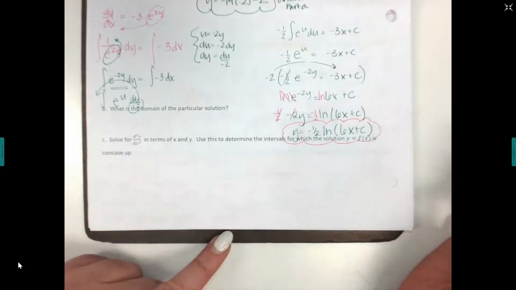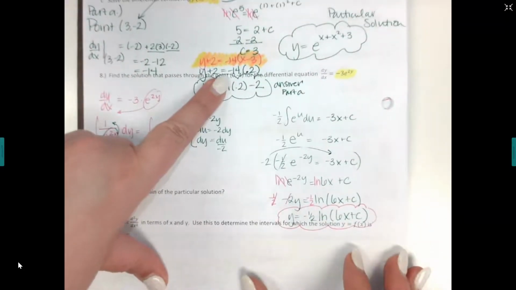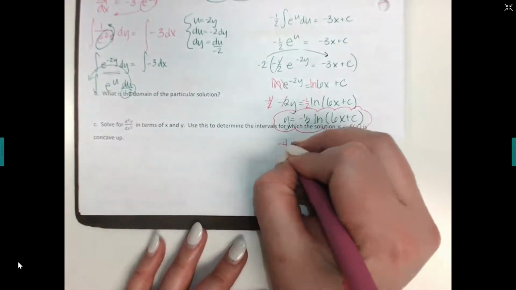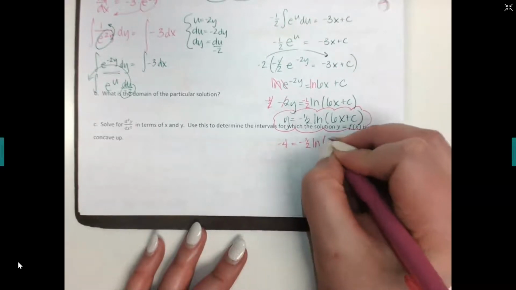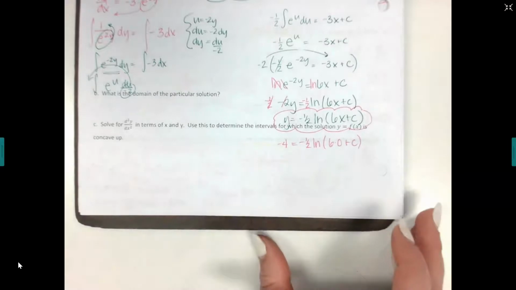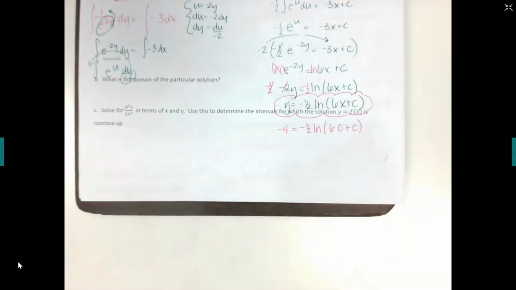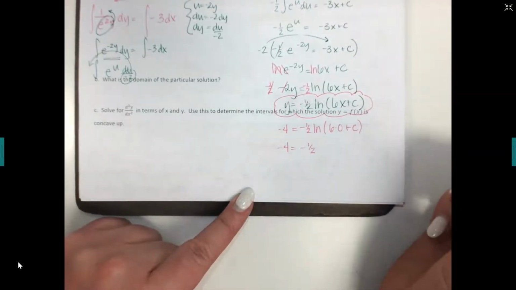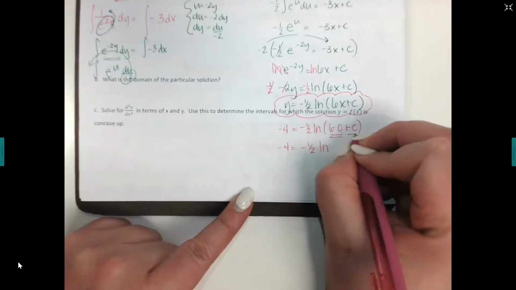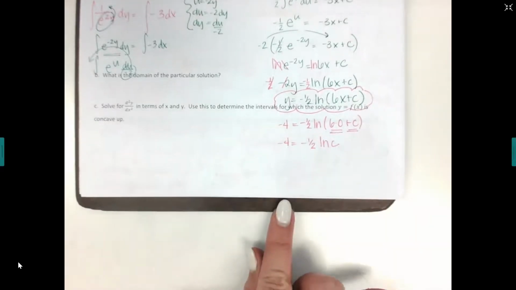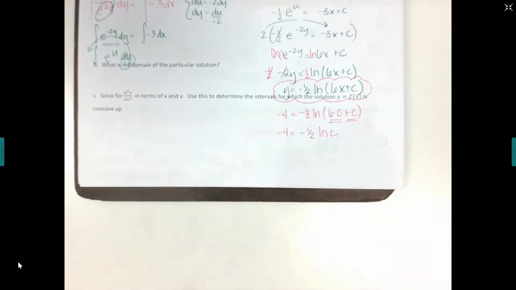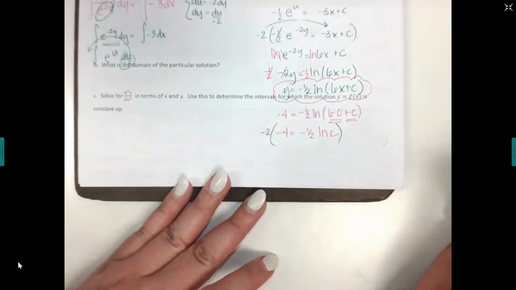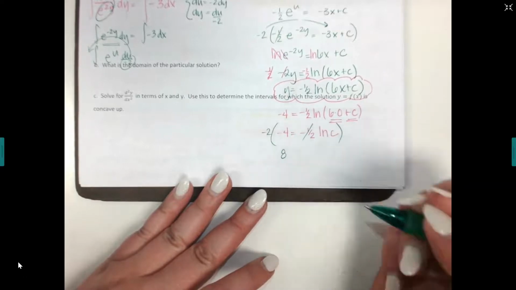Now let's do our particular solution. Look up here, it says 0, negative 4. So that means that negative 4 is the answer when I plug in 0. And then in there, what is 2 times 0, or 6 times 0? It would be 0, right? So that'd be 0 plus c, which is just c. How would I get rid of the negative a half? Multiply both sides by negative 2. So negative 2 times negative 4 is a positive 8. My negative half is gone.